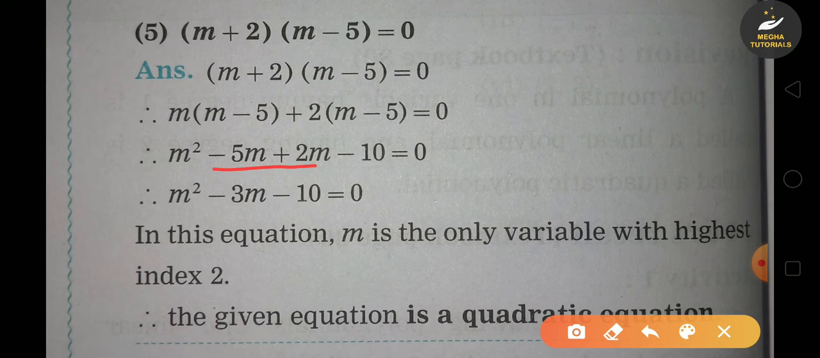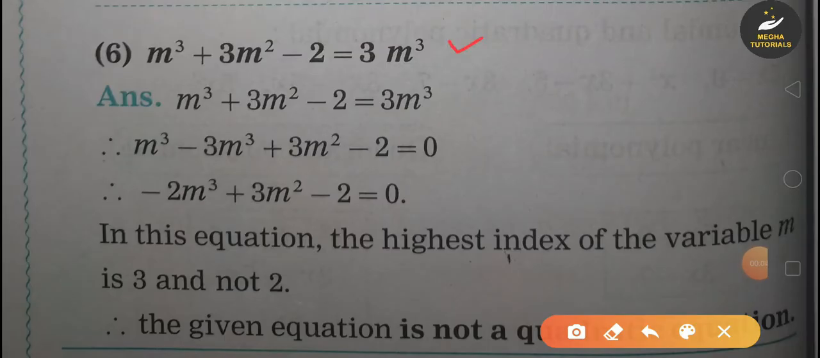So minus 5m and 2m are like terms. So m square minus 3m minus 10 is equal to 0. This is the next step. So in this case this equation is in one variable m and highest degree is 2. Therefore this is a quadratic equation.